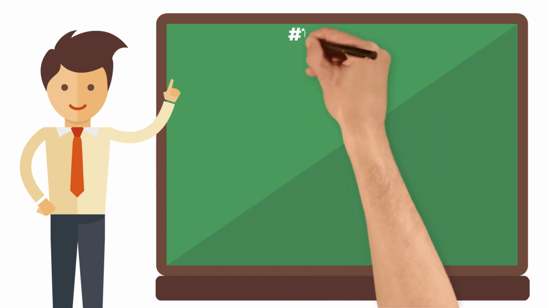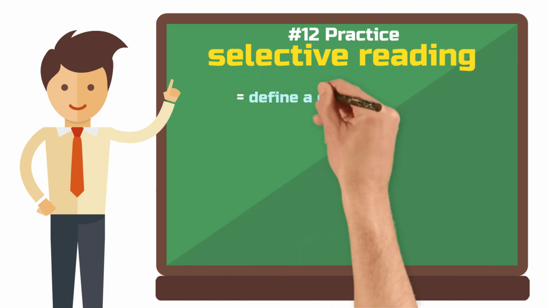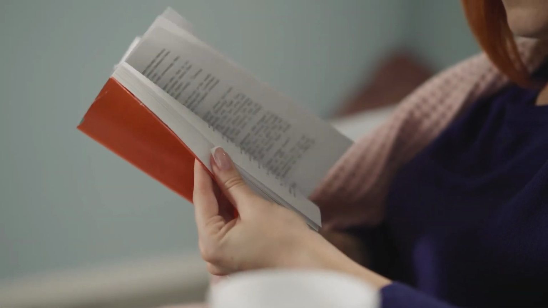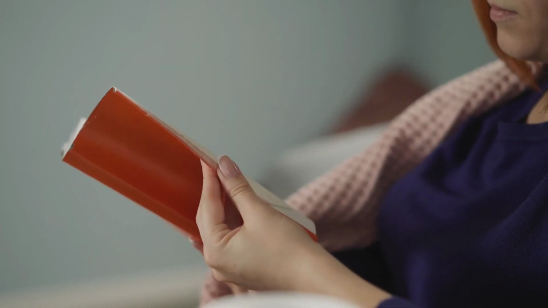Tip 12. Practice selective reading. Different sources can be useful in very different ways. You need to define the goal you have when reading a paper, news article, or book. This is called selective reading. You must allow yourself to skip large parts that do not contribute to you reaching your reading goal.